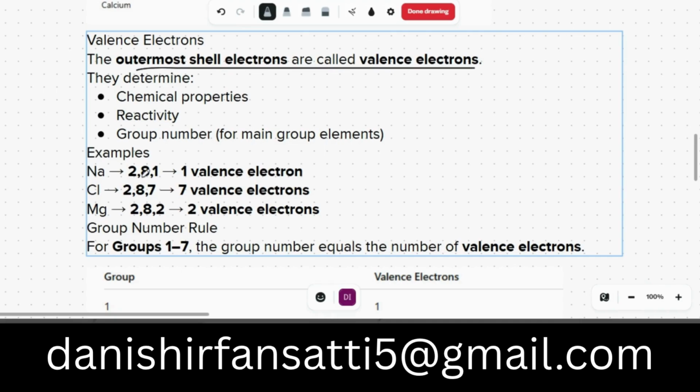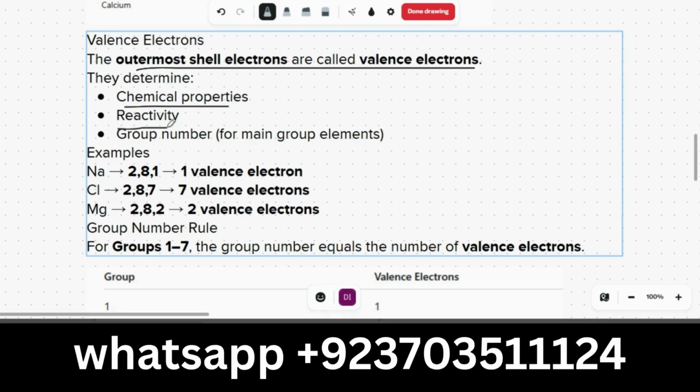Why are they important? Because they determine the chemical properties and how reactive the atom is. It also tells us in which group the atom is. For example, sodium is in group 1. Why? Because it has one valence electron. Chlorine is in group 7. Why? Because it has 7 valence electrons. Magnesium is in group 2, so it has 2 valence electrons.